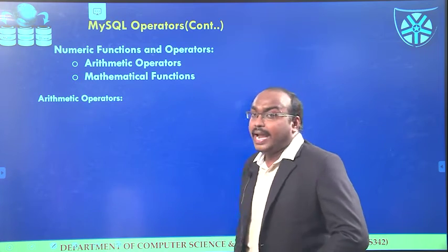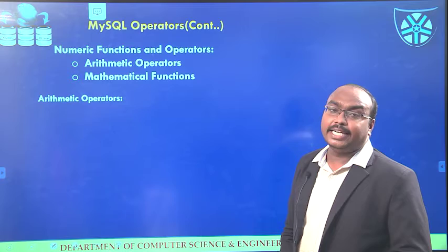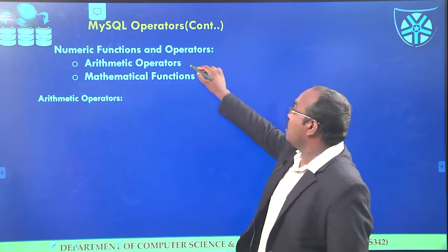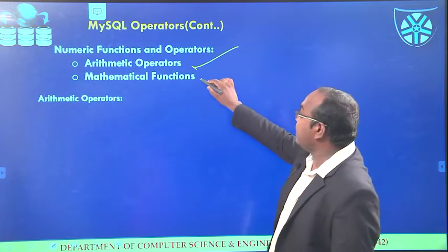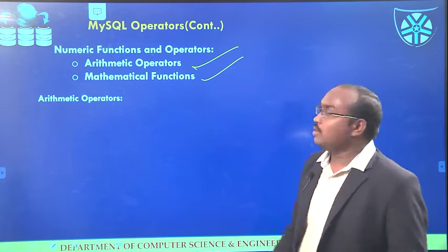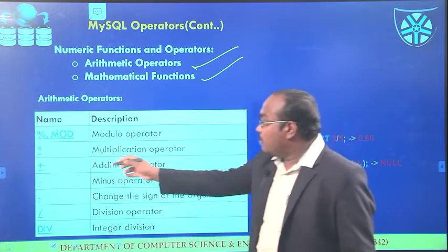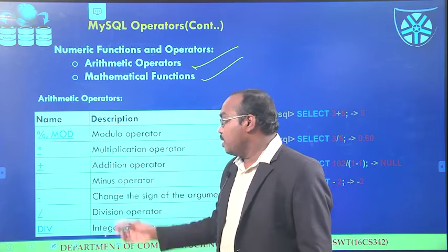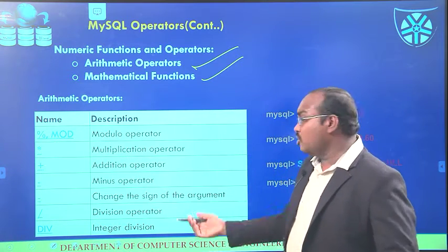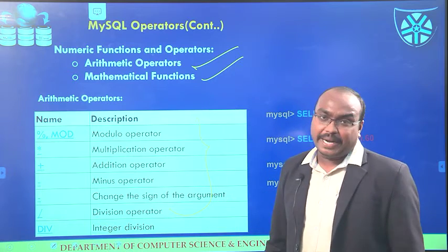Numeric functions and operators. Here the numeric functions are divided into 2 types. The first one is arithmetic operators and the second one is mathematical functions. Let us look into the first one, arithmetic operators. The arithmetic operators are addition, division, subtraction, and modulus operations. So these are the arithmetic operators.